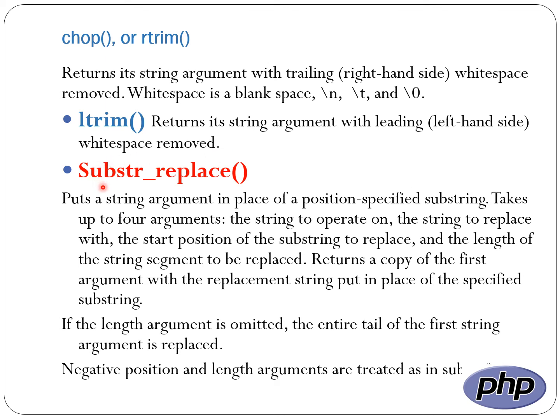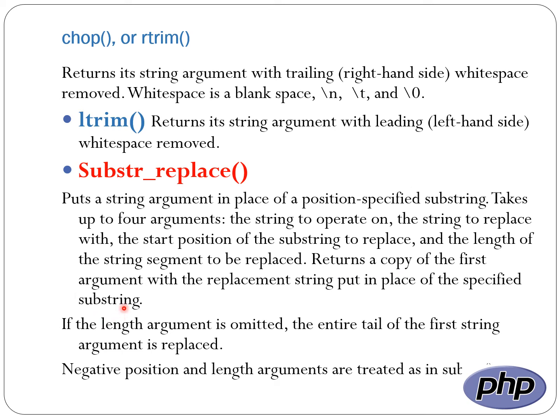The next function is substr_replace. It puts a string argument in place of a position specified substring, and takes up to 4 arguments: the string to operate on, the string to replace with, the start position of the substring to replace, and the length of the string segment to be replaced. It returns a copy of the first argument with the replacement string put in the place of the specified substring.